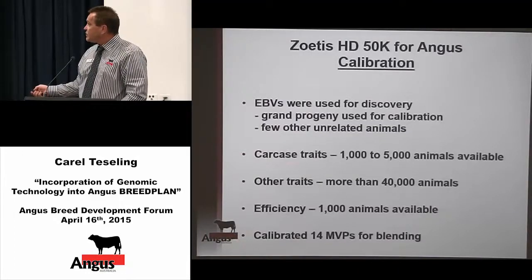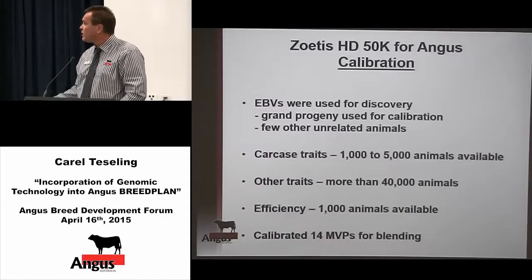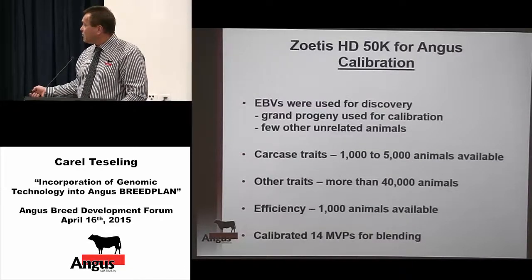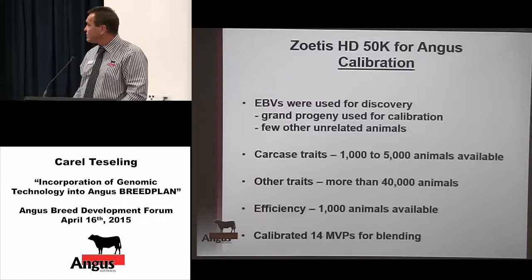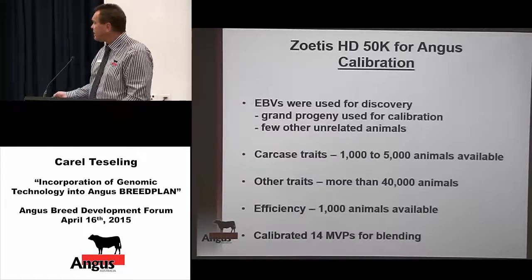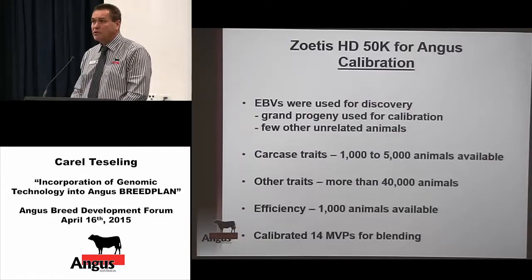So for carcass traits used in the calibration, between 1,000 and 5,000 animals were available for calibration, which is a good number, but of course if we could get more, that would be better. And again the site benchmarking program will help us to increase that a bit more. For the other traits, that is weight or growth traits and calving ease and gestation length, etc., we have more than 40,000 animals for those calibrations. So there's plenty of animals to use for that.